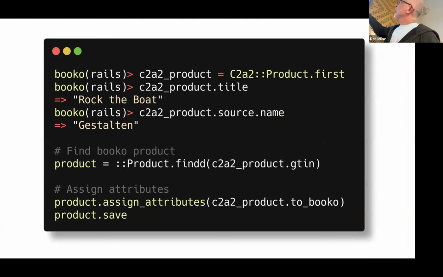So here's an example. Is it clear what I'm doing here? Got a module. Okay, good. So instantiate a product from that synchronized database. You can see the product title works. You can see the source is properly associated. And then I can find the Booker product and just copy those attributes. And that is way, way faster than an API.